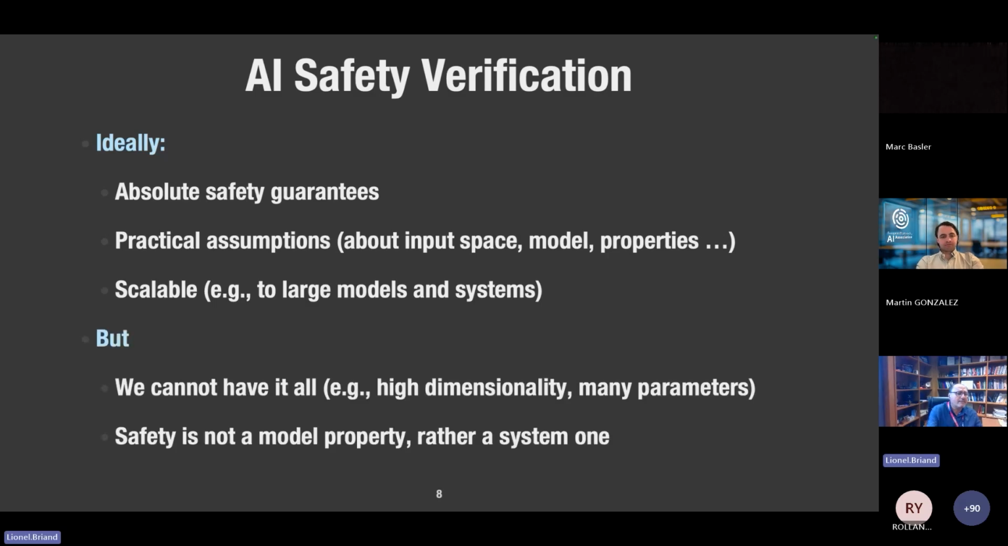But the problem is that in practice, when you try to do it for real, because most of my research is with industry partners, you cannot have it all. You are dealing with very high dimensionality models, many parameters, and moreover, many of the properties you're interested in are not model properties, they are system properties. Like safety is a system property, which makes things even more difficult.